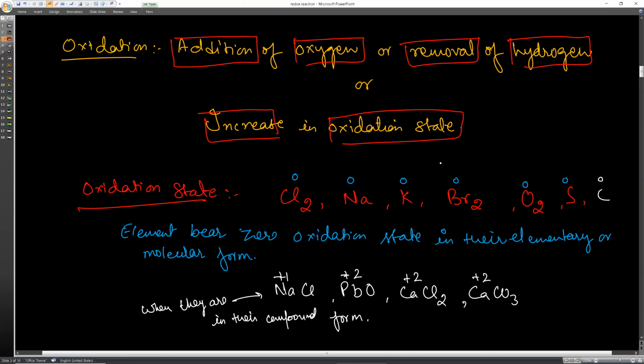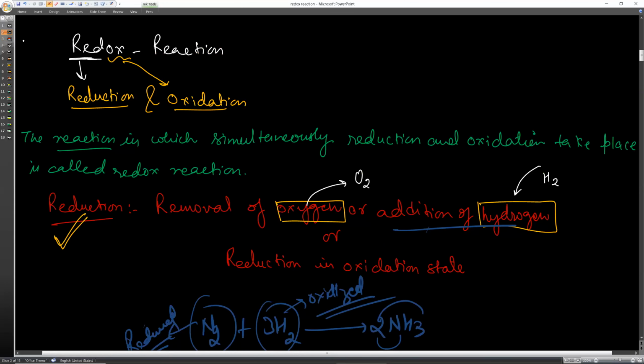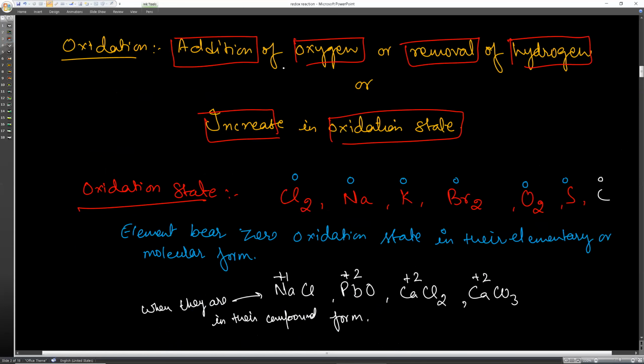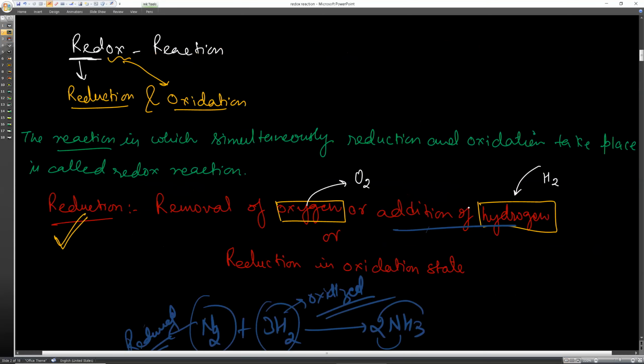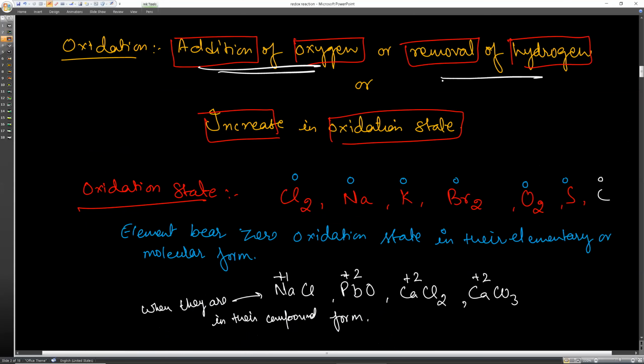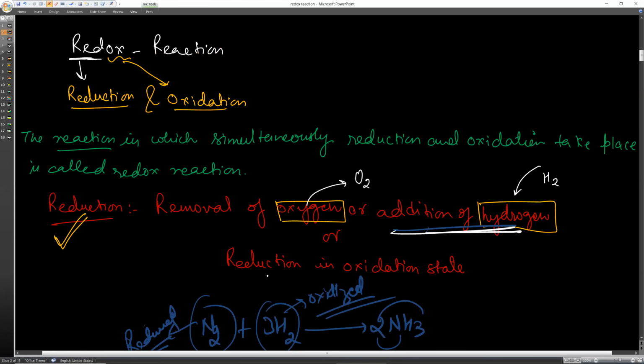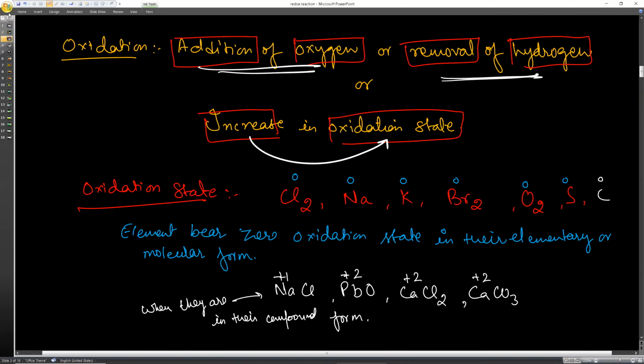It is opposite to that of reaction. In the reduction, there is a removal of oxygen. In the oxidation, there is an addition of oxygen. In the reduction, there is an addition of hydrogen, but in the oxidation, there is a removal of hydrogen. Here in oxidation, there is an increase in oxidation state. Here in reduction, there is a decrease in oxidation state. Okay, this is opposite. Note it down.